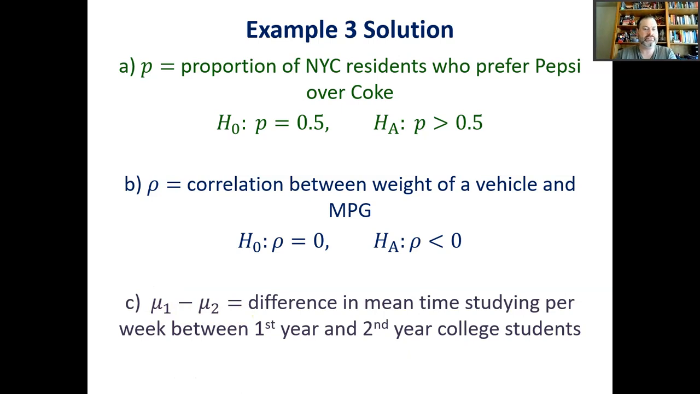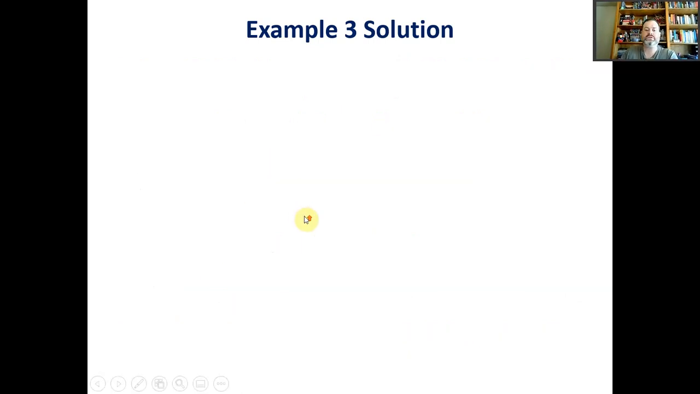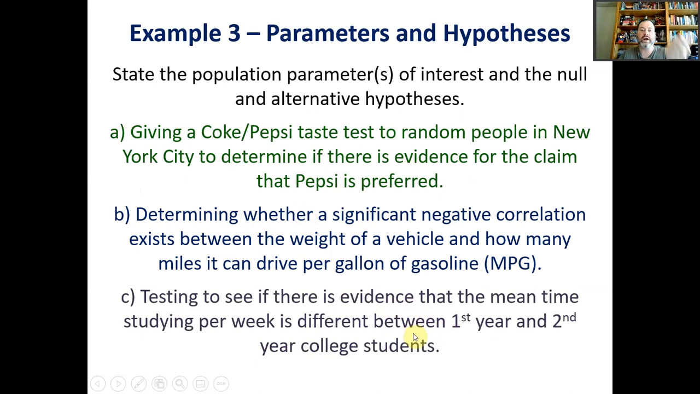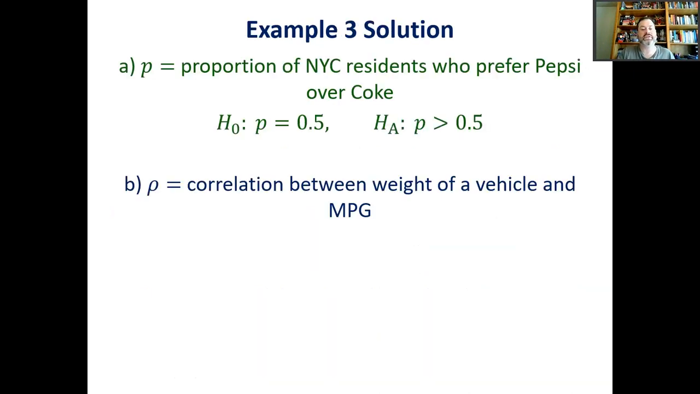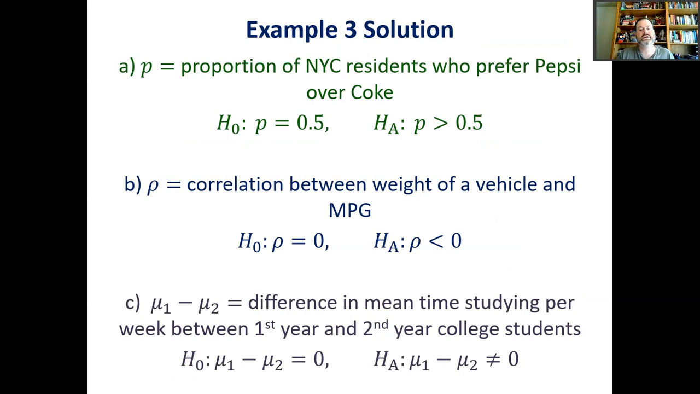What about the alternative? Well, we're not told anything in the problem about greater than or less than. We see the word different. Different means not equal. So that is our alternative hypothesis, not equal.